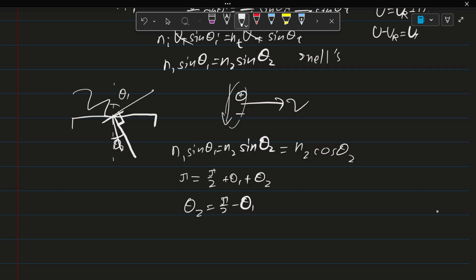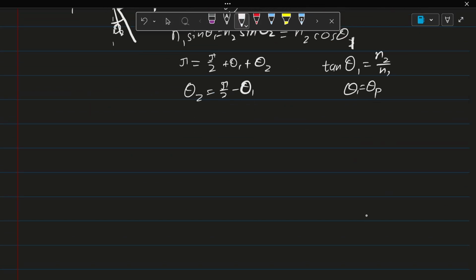So we could actually simplify this entire thing into the tangent of theta 1 equals n2 over n1. This theta 1 is something we call theta p, or the polarizing angle, or Brewster's angle. This is the angle at which the reflected light causes certain effects such that there is no reflection. So we could have this other specific angle in which we could actually get a certain object to be fully reflected, as long as we get it within a certain parameter.